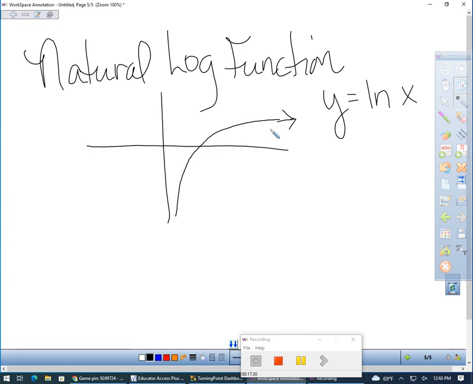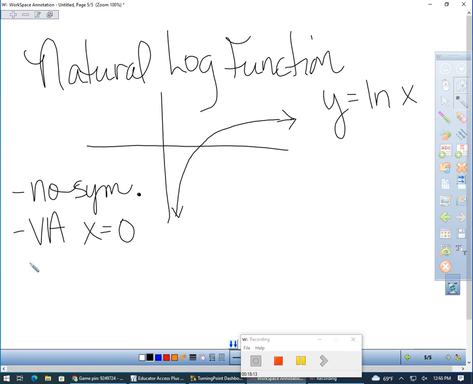All right, so first I'm going to ask you, is there any symmetry? No, correct. There is no symmetry. Okay? Does this have an asymptote? Yes, it does. It has a vertical asymptote at x equals 0, or the y-axis, right? It's approaching this axis but never crossing it.